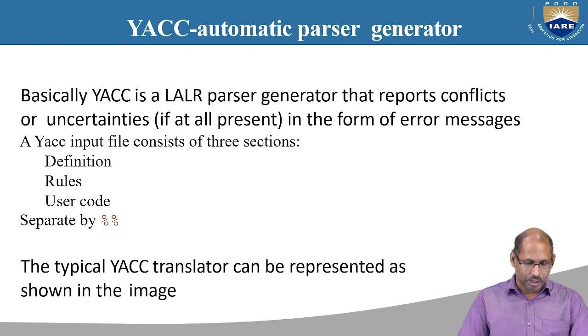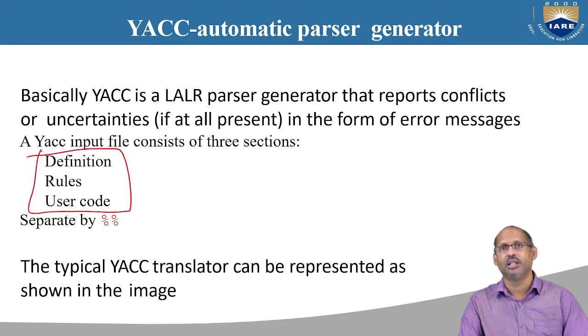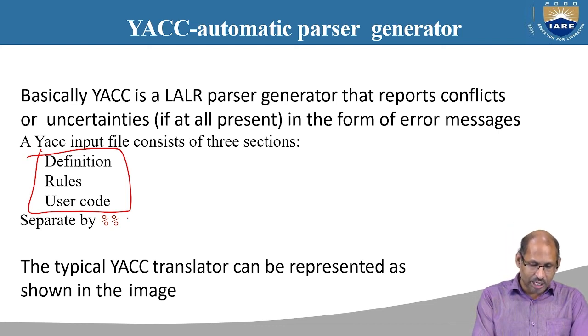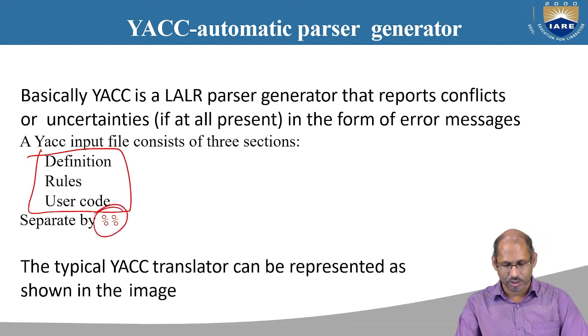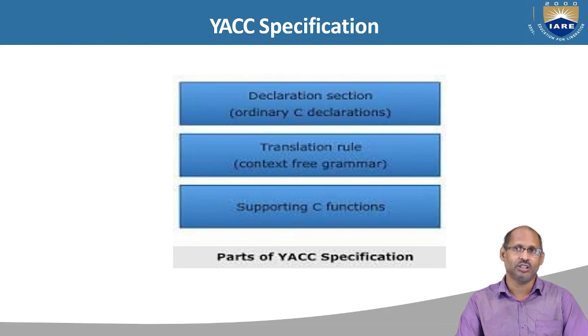So here the basic structure consists of definitions, rules and subroutines. These three sections are separated by separators. So the declaration section, translation rules and supporting C functions are the parts of the Yet Another Compiler Compiler specification.